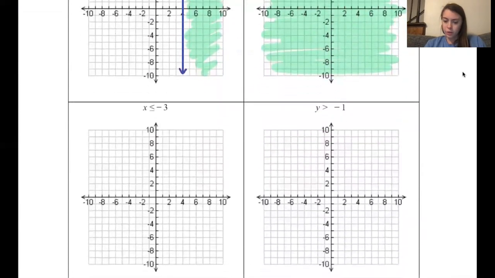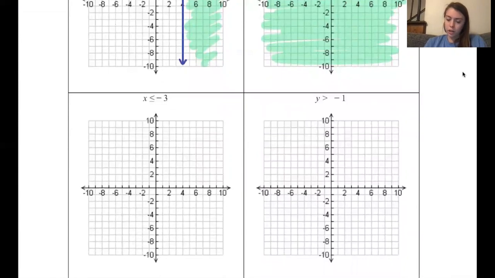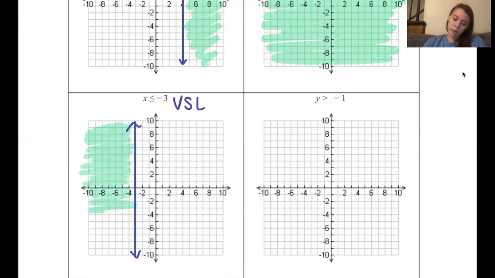Okay, so these next 2, so this one is a vertical line because it's x. It is a solid line because it's less than or equal to, and then it's going to go to the left because it's a less than sign. So x equals -3 is right here, and I'm drawing a solid line. And then all the values less than -3 are on this side. So I'm going to shade in this side of my graph. Just like that.